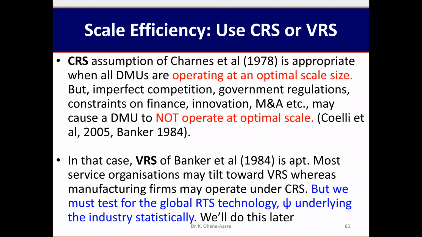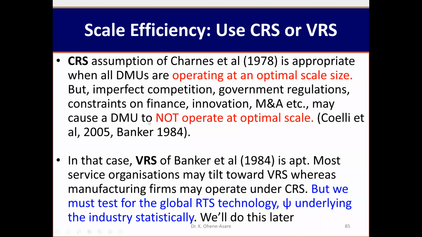But then in 2002, Simar and Wilson developed a test that can help us test the global returns to scale technology, that is, the returns to scale underlying the industry. Until you do that test, statistically speaking, you cannot really assume that this banking industry, this oil and gas industry, this energy industry is operating under constant or variable returns. You have to do this statistical test. But before we do that, let's understand scale efficiency.